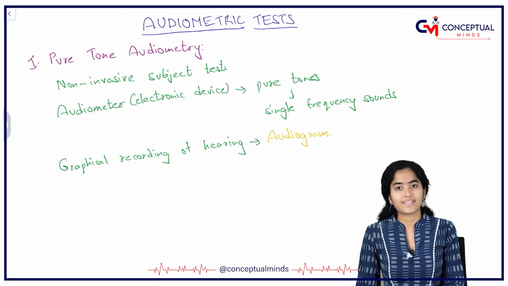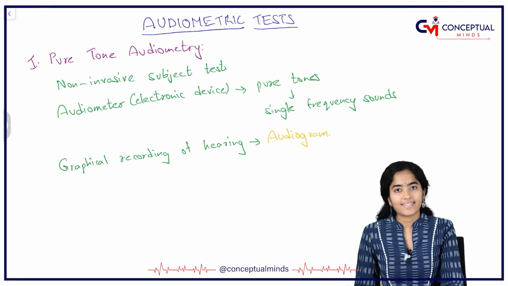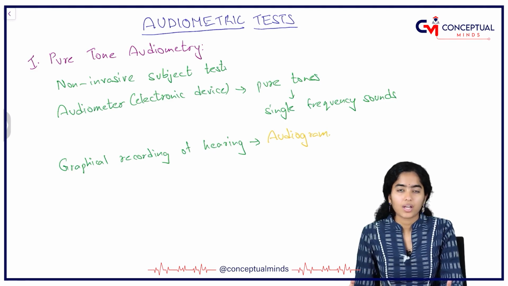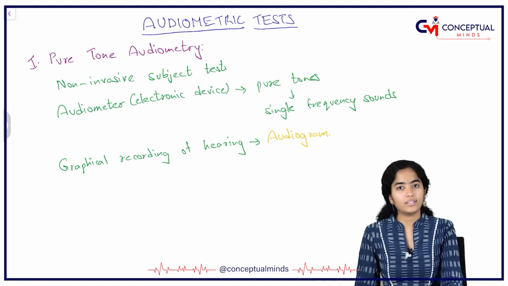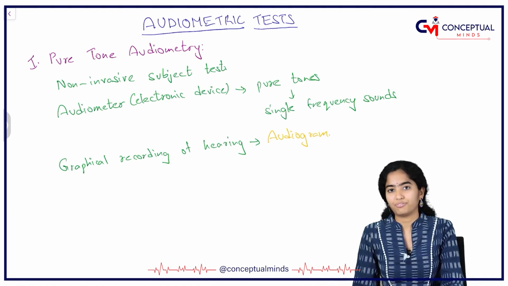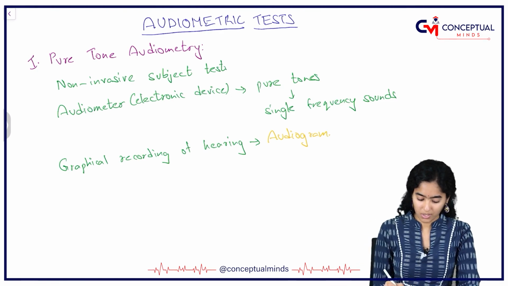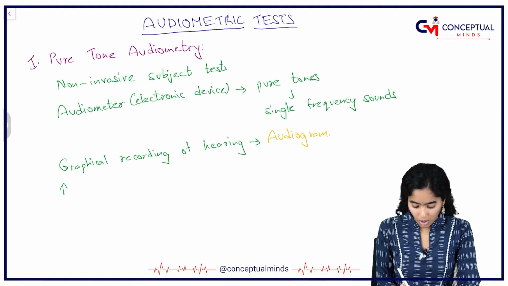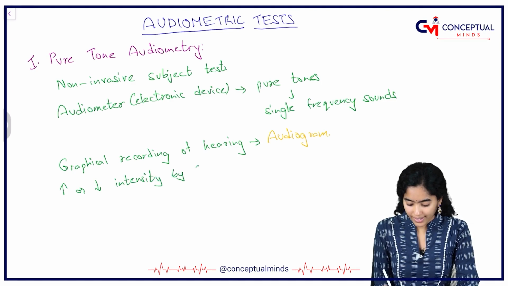An audiometer is the device. These are the various terms. So in an audiometer, the intensity of sound can be increased or decreased in 5 decibel steps. Suppose it produces a sound at 30 decibels. Next, you can go either to 25 or to 35, not in between. The minimum interval is 5 decibels. So, it increases or decreases intensity by 5 decibels.